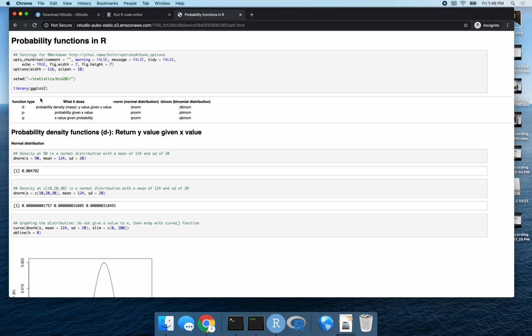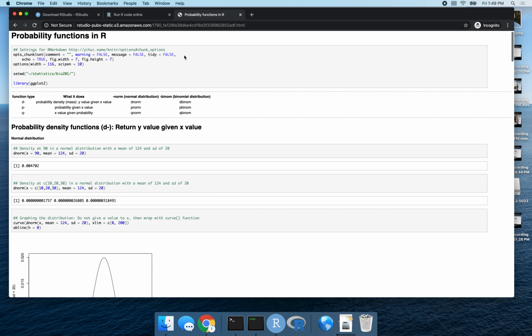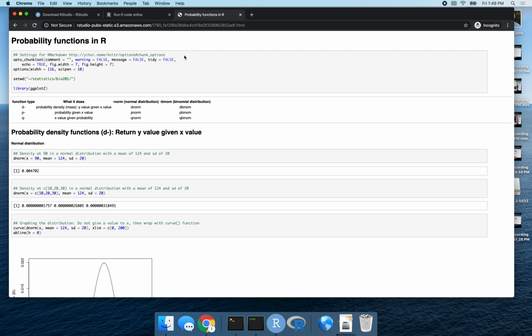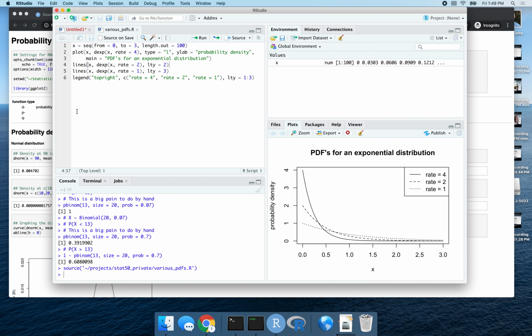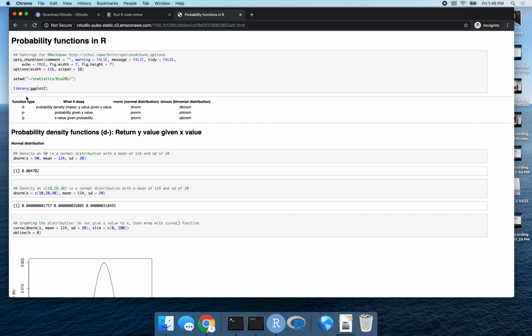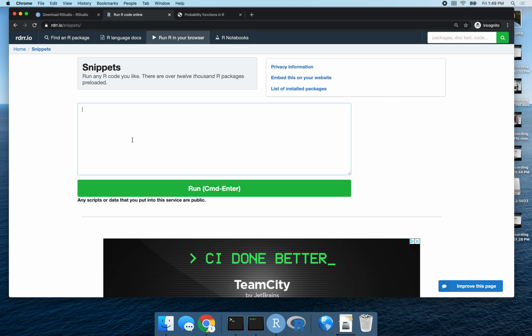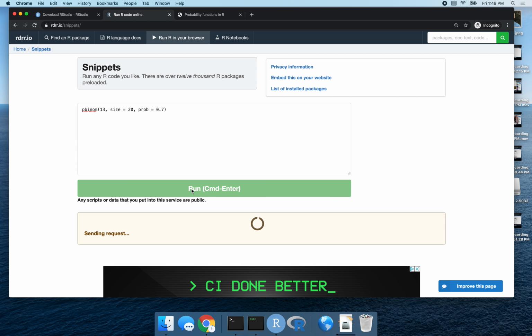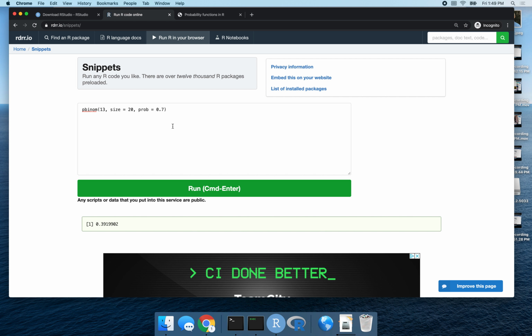If you want to get more into it, there's all kinds of resources out there. For example, this probability functions in R. I just did a quick Google search and found this. And also, if you don't want to install RStudio, but you still want to be able to evaluate these kinds of functions, I just copy and paste here, and we have demonstrated this rdrr.io snippets. You can just run little bits inside here and see what these answers are without having to install R.